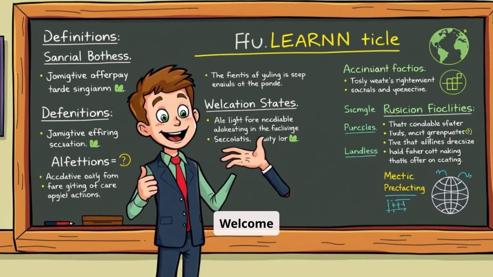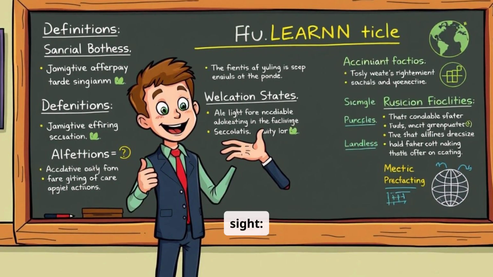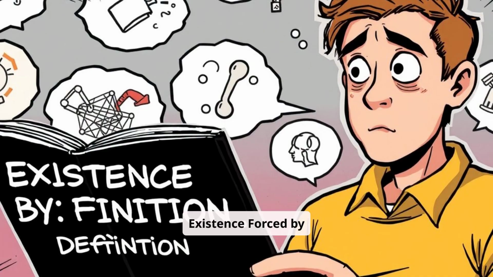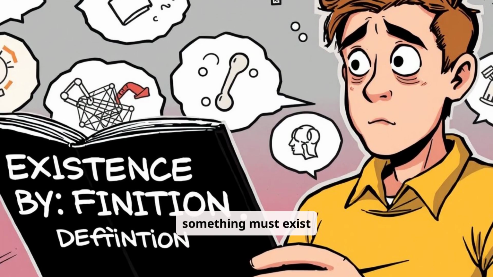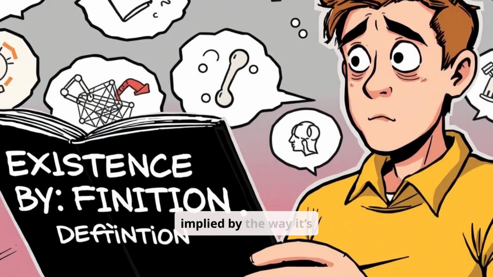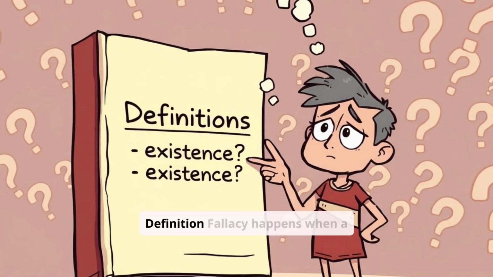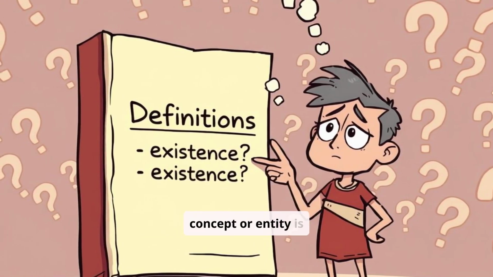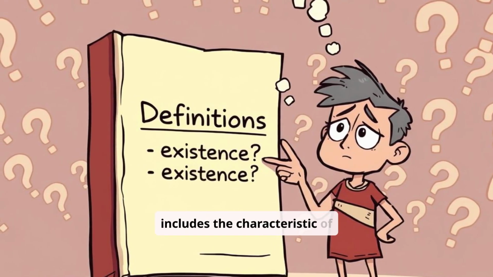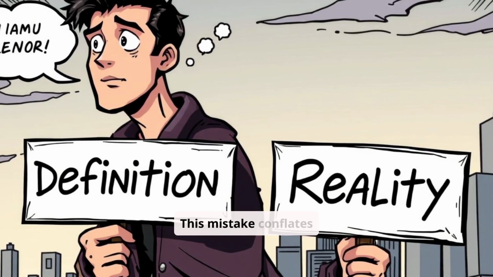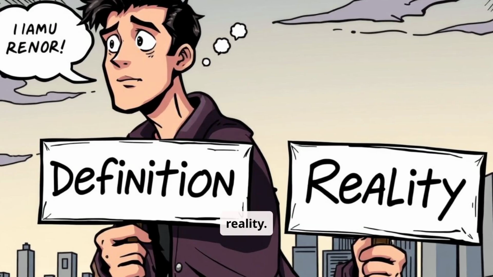Welcome back. Today, we're discussing a logical error that often hides in plain sight: existence forced by definition. This fallacy occurs when someone claims that something must exist simply because its existence is implied by the way it's defined. The existence forced by definition fallacy happens when a concept or entity is assumed to exist solely because its definition includes the characteristic of existence. This mistake conflates defining something with proving its actual existence in reality.